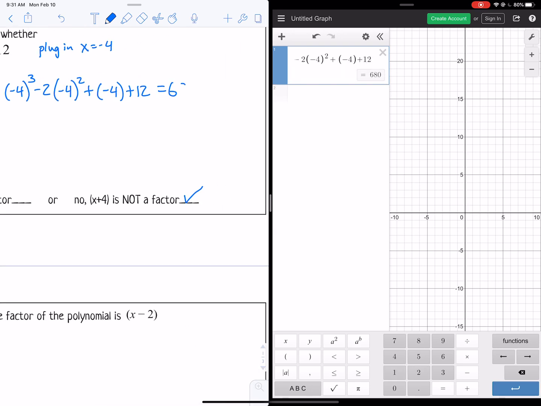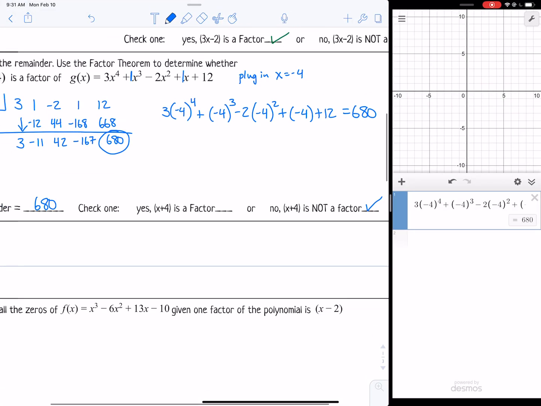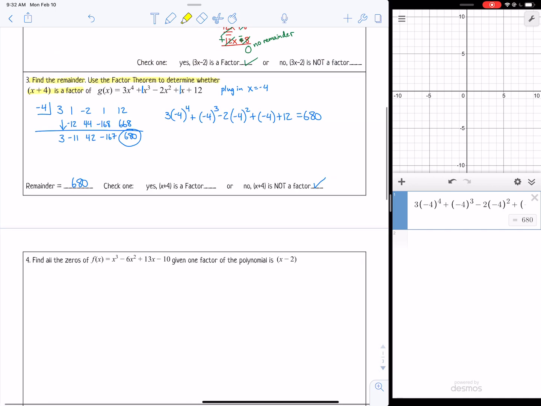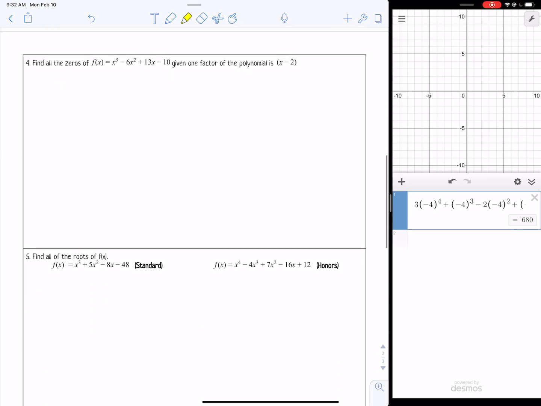So both methods would work. It just depends on which one you're more comfortable with. But either way, you get a remainder of 680. So notice in this question it says to find the remainder. So you do need to actually say what the remainder is. And then also use the theorem to determine whether x plus 4 is a factor. So that just means if you come up with no remainder, it would be a factor. But we had a remainder of 680, so it is not a factor. All right, let's move on to number 4.